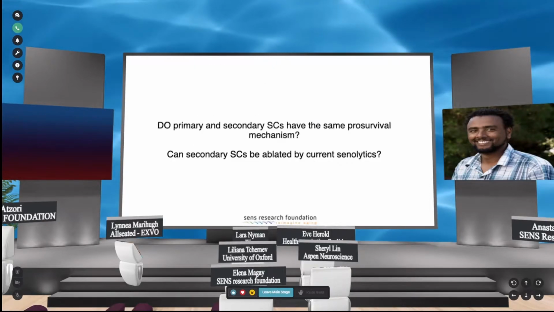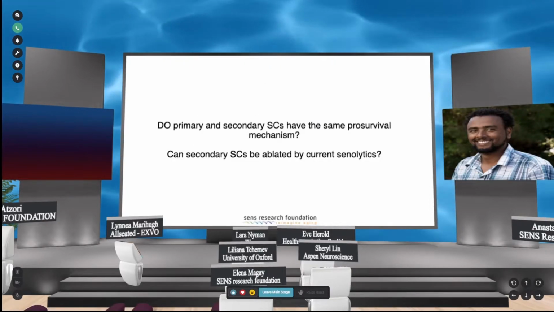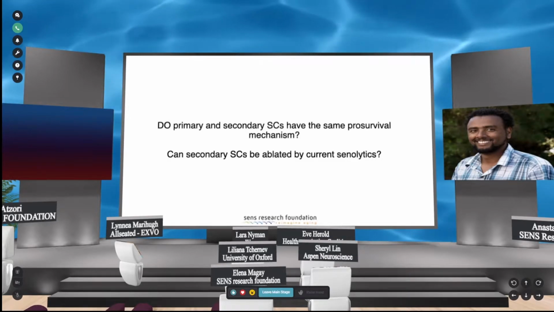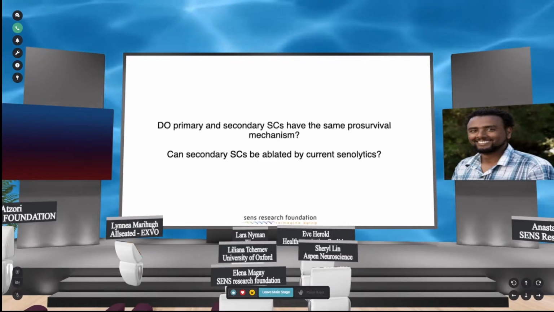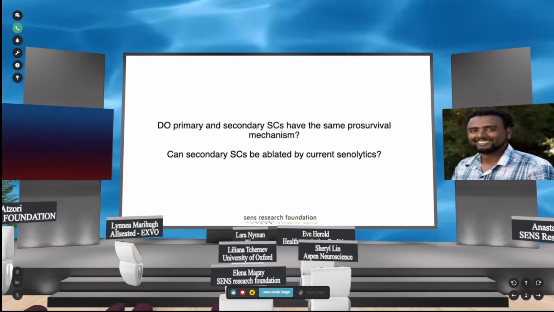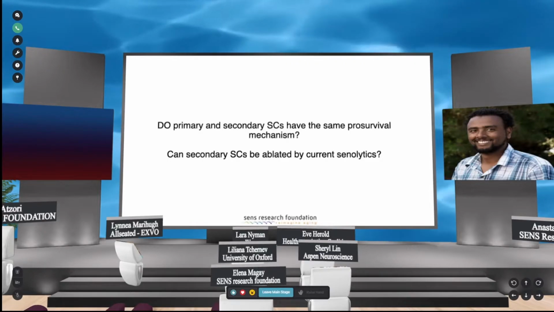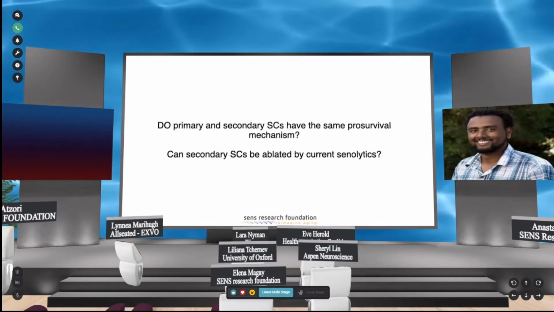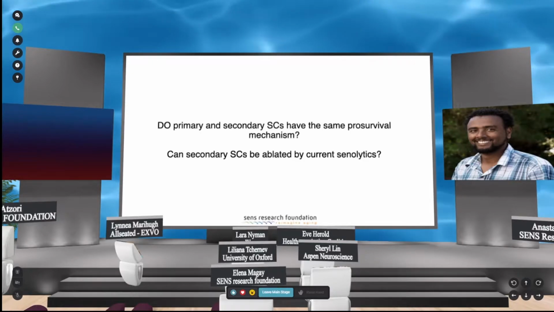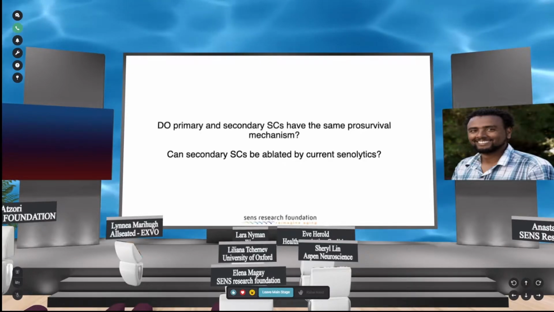So then we asked the question, what is the difference between primary and secondary senescent cells? The two important questions we are asking here are: do the secondary senescent cells have the same pro-survival mechanism like the primary senescent cells? And are the current senolytics really effective on ablating these secondary senescence phenotypes?